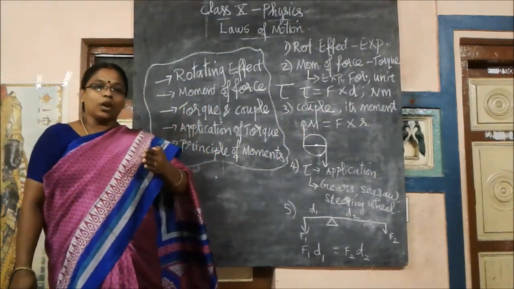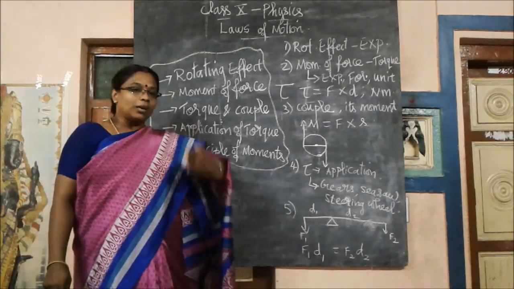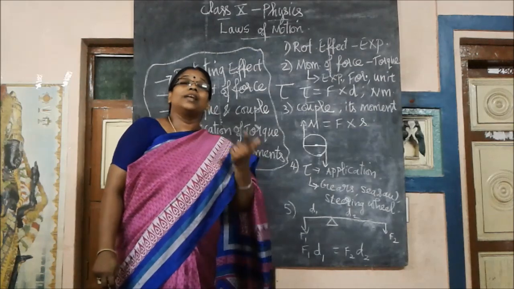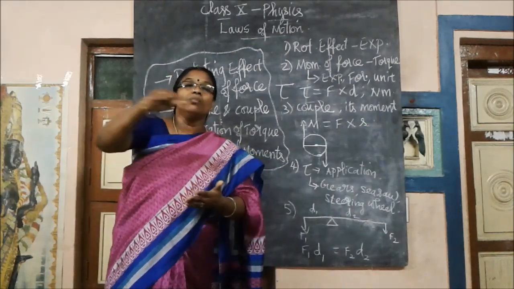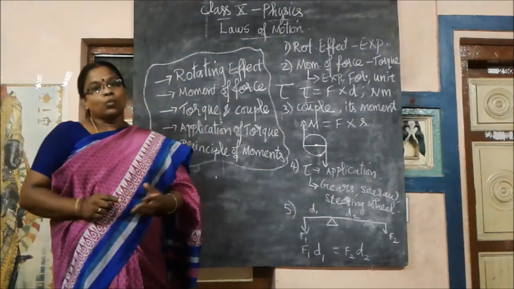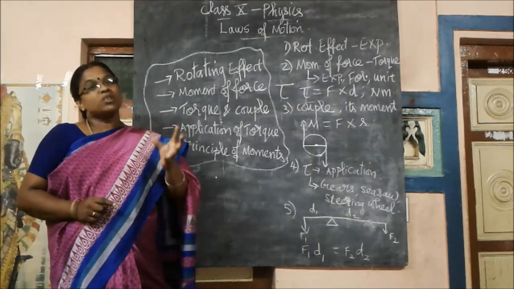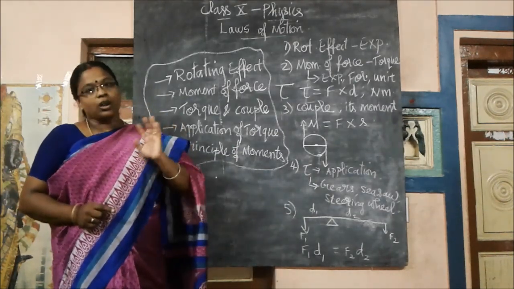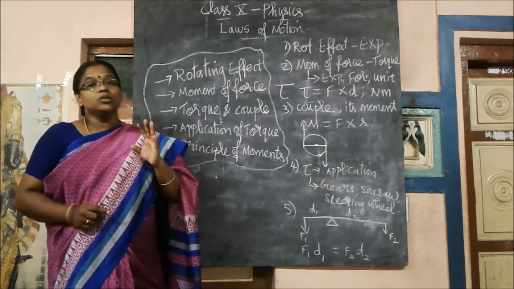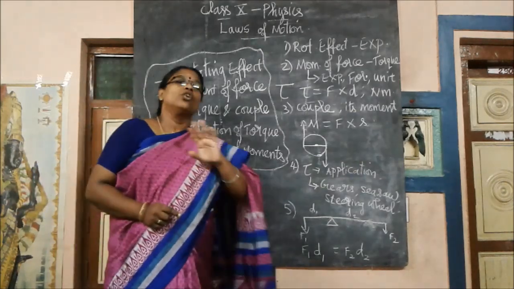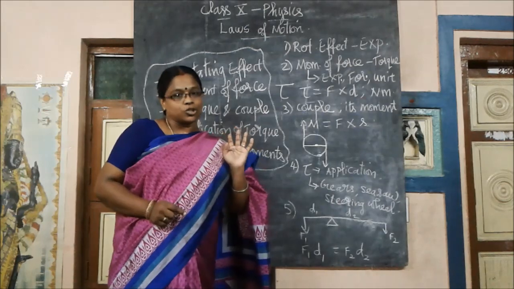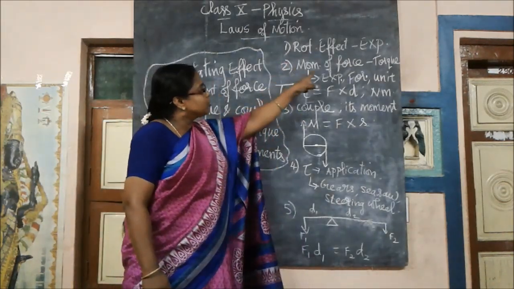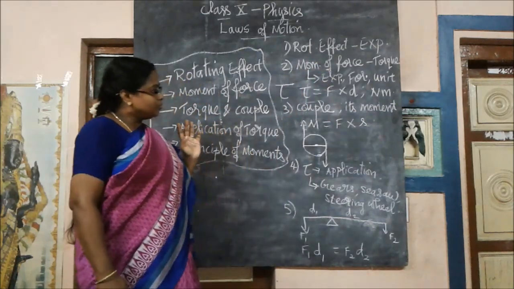Translatory motion means what? Movement from one place to another place, right? But a couple can produce rotating motion of the body. When a force is applied in the form of a couple on a body, it will produce a rotating effect and not translatory motion, right? Now, the moment of a force is called torque, right?